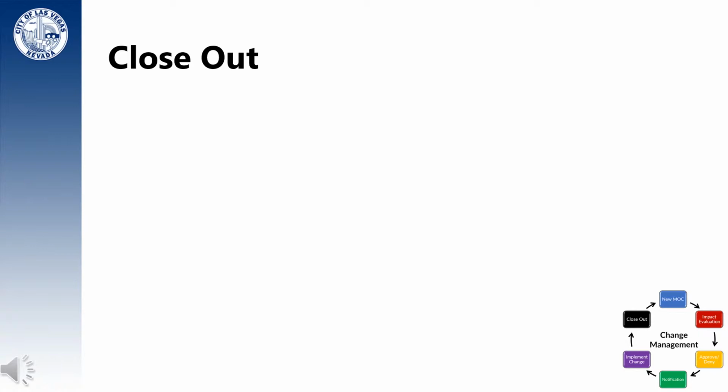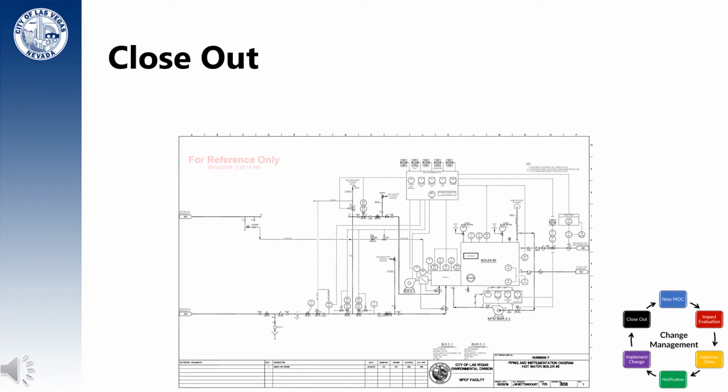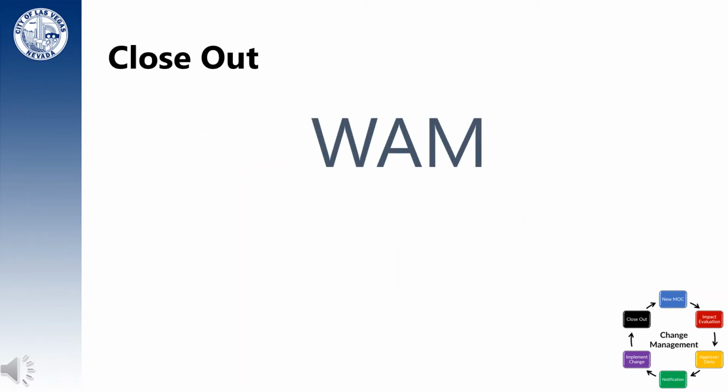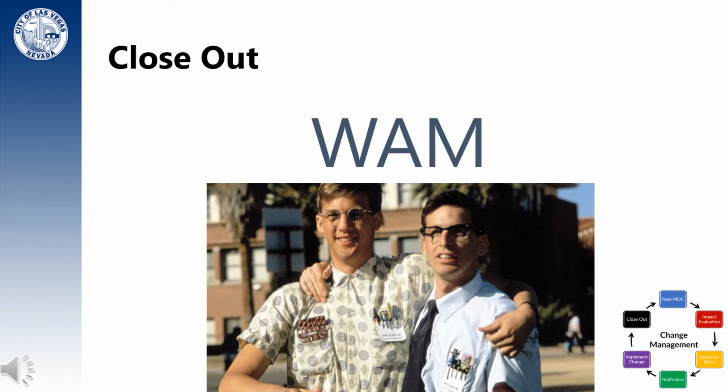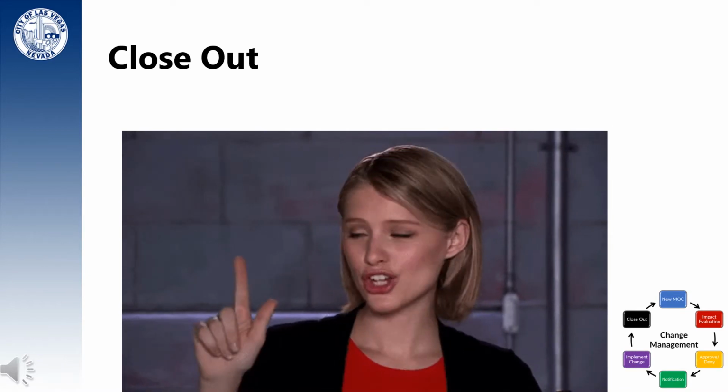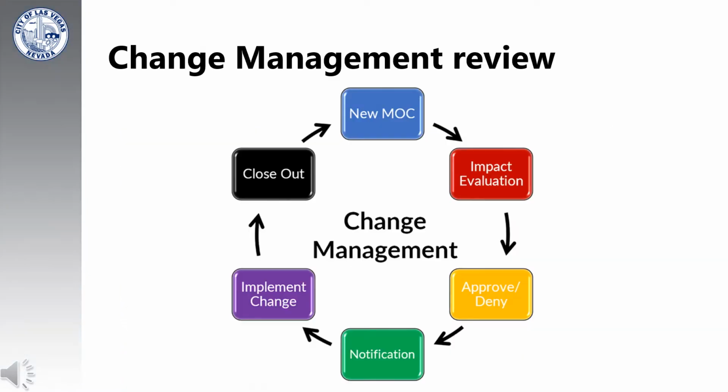At the closeout step, we conform the red line drawings to our master format, make any necessary updates to our workflow asset management system, finalize the MOC, and mark it complete. And for our change management review, the steps are: start a new MOC, impact evaluation, approve or deny stage, notification, implement the change, and close out the MOC.